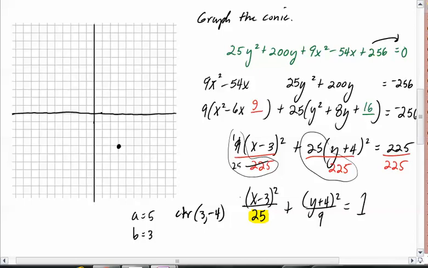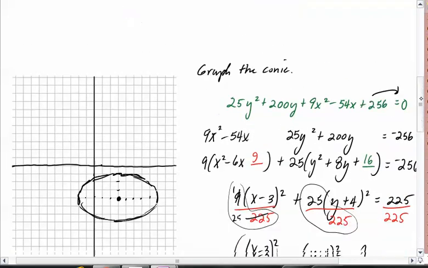And remember, this is oriented horizontally, so my A is going to be over 5 from the center. There's my rightmost boundary. There's my leftmost boundary. Upper boundary and lower boundary. There's my ellipse. Now let's find the foci.